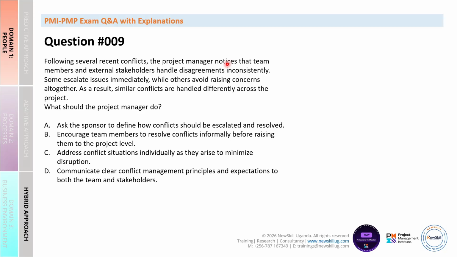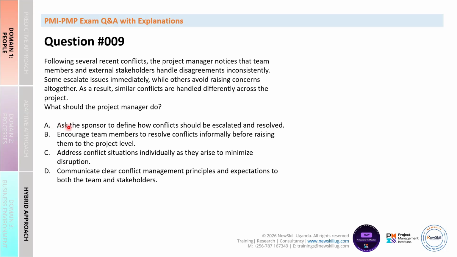Following several recent conflicts, the project manager notices that team members and external stakeholders handle disagreements inconsistently. Some escalate issues immediately, while others avoid raising concerns altogether. As a result, similar conflicts are handled differently across the project. What should the project manager do?